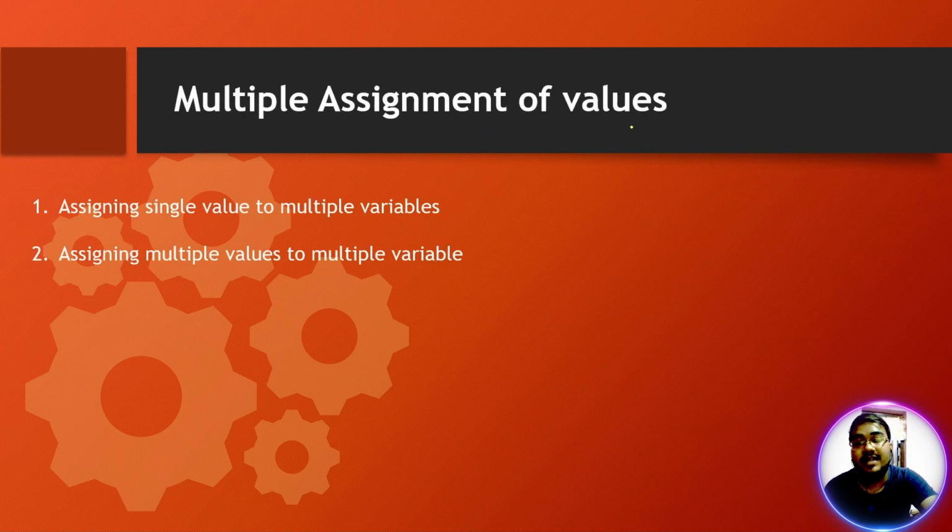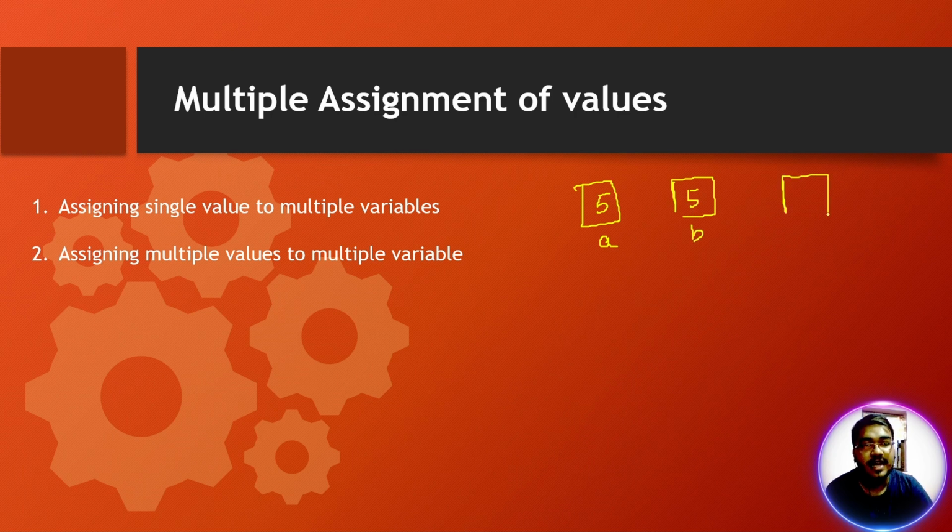Now, what is multiple assignment of values? What you can do is assign a single value to multiple variables. Suppose I have 5. I can put this 5 under variable A, I can put this 5 under variable B, and I can even put this 5 under variable C. So simply, I can write A equal to B equal to C equal to 5. That means A belongs to 5, B belongs to 5, C belongs to 5. Everything belongs to 5.